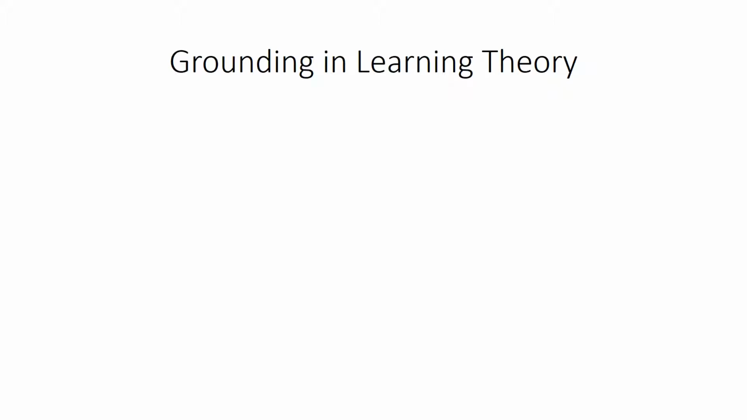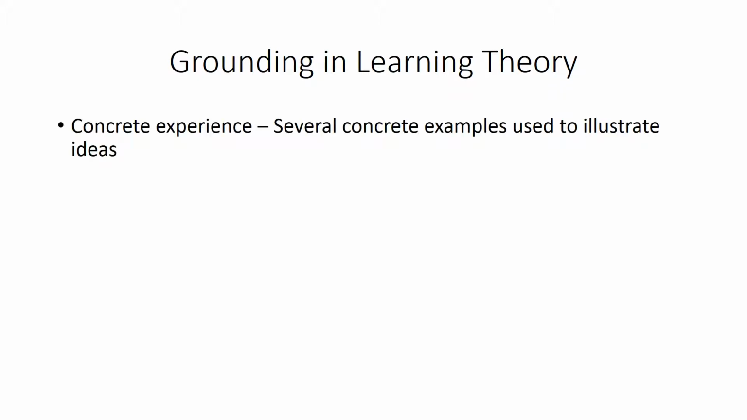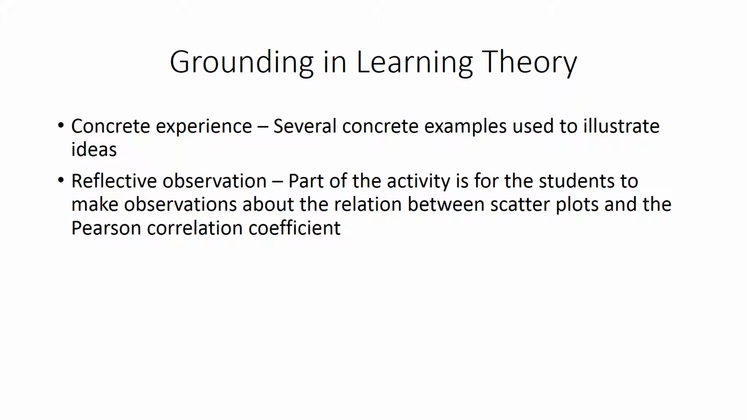So how is this grounded in learning theory? Concrete experience: I bring in several concrete examples to illustrate the ideas. I have 4 different data sets that are used in the activity. 3 of them are also illustrated in the video at a basic overview level. Then reflective observations: I have you generate the scatter plot and Pearson correlation coefficient, and I want you to spend a little bit of time thinking about how they're related as part of the activity.